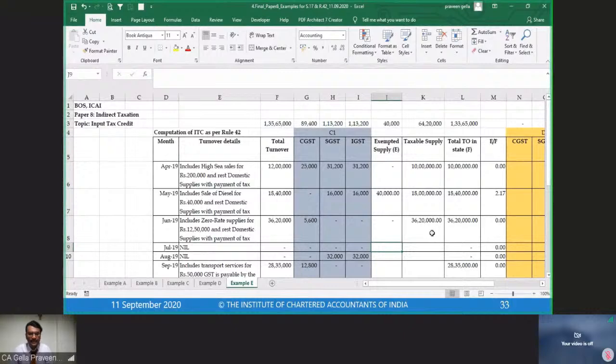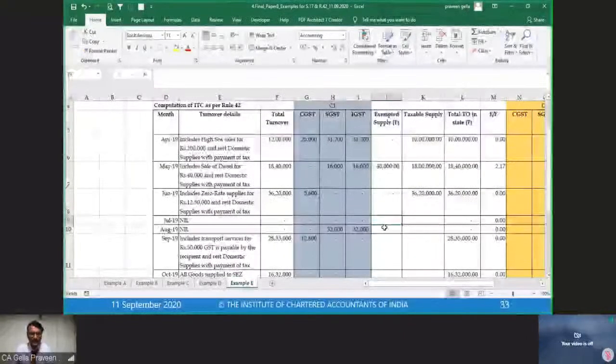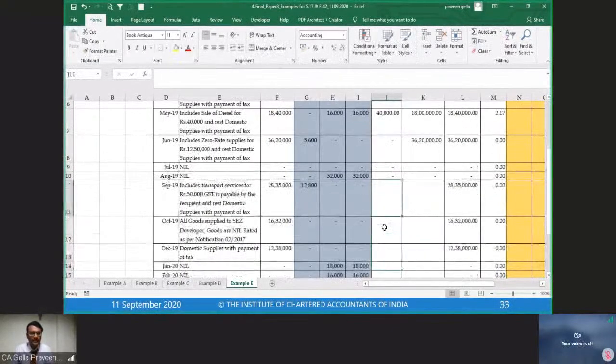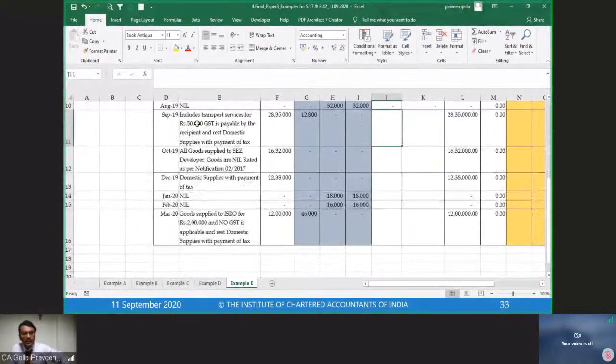During July month, there is no transaction. So zero rated is zero, taxable supply is 0. Total turnover is also 0. Similarly, for the month of August, there are no transactions, 0 taxable, 0 exempted. For the month of September, total turnover is 28 lakhs, of which transport services worth 50,000, GST is payable by the recipient.